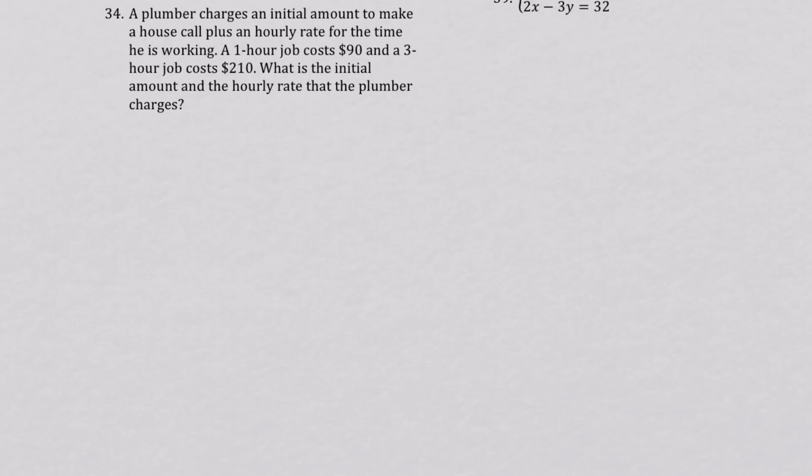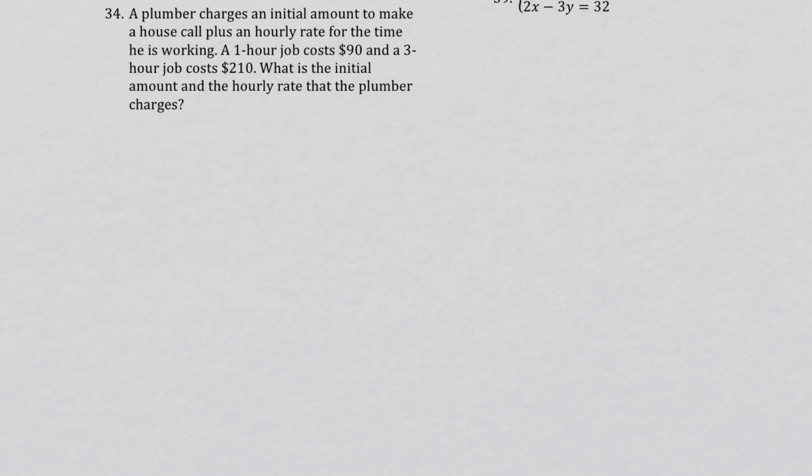So 34: a plumber charges an initial amount to make a house call plus an hourly rate for the time he is working. A 1-hour job costs $90 and a 3-hour job costs $210. What is the initial amount and the hourly rate that the plumber charges? Okay, we're going to solve this problem. This problem can be solved by simply using slope-intercept form, but we are going to be solving it using a system of linear equations.